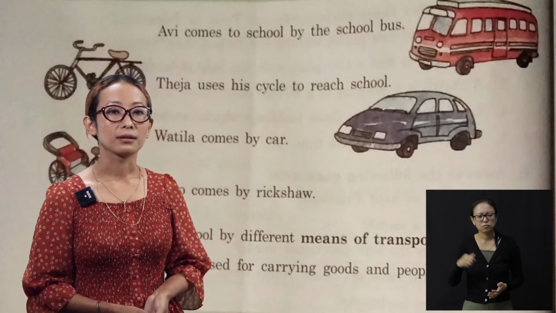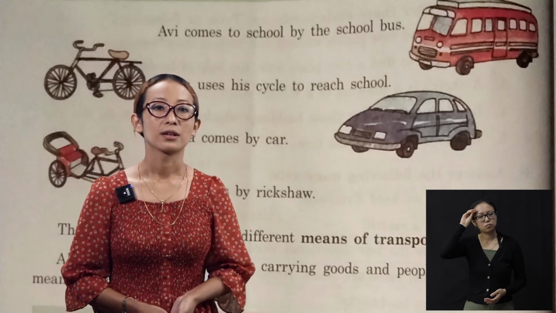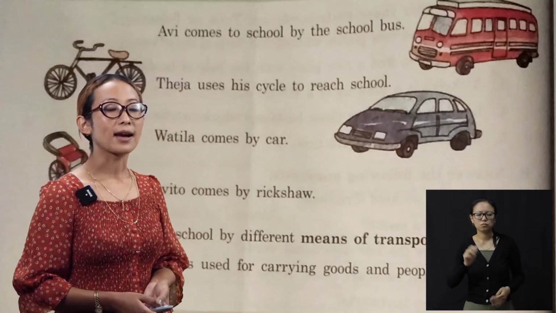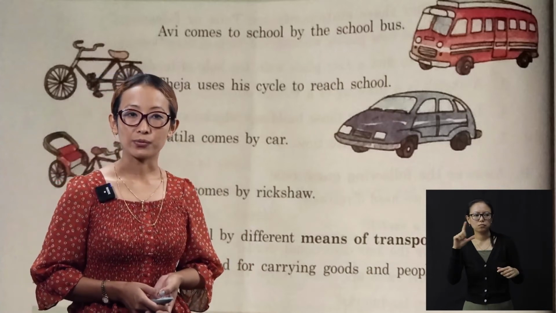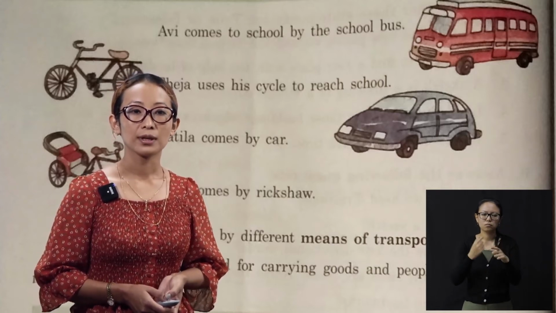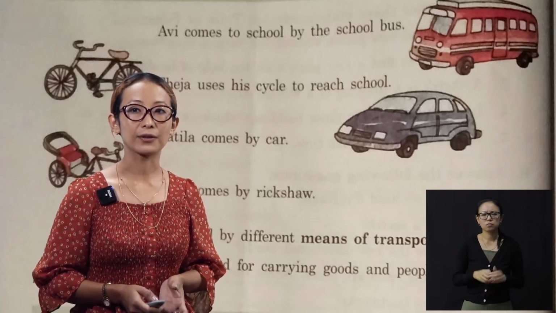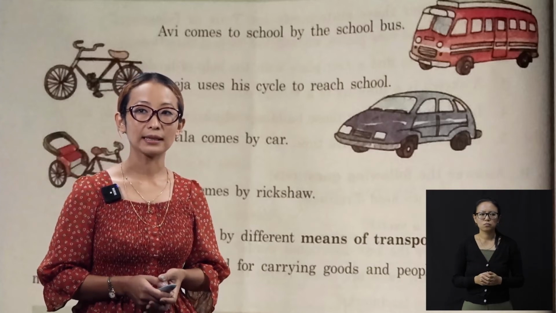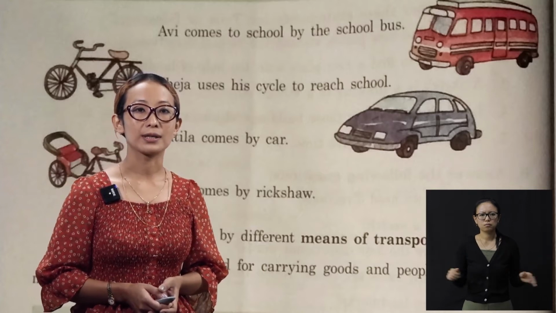So here, let us learn about the story of four students. The names of those students are Avi, Teja, Watila, and Avito. They are students like you. They study in class 3. They study in the same school, but they live in different localities. They study in the same school, in the same class, and they are of the same age group, but they live in different communities.